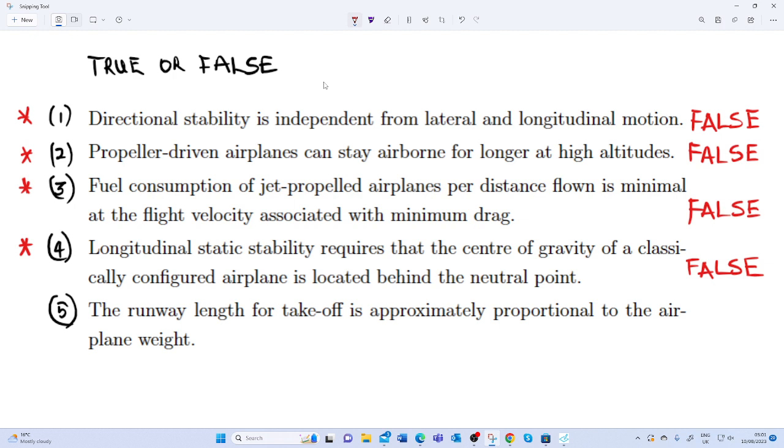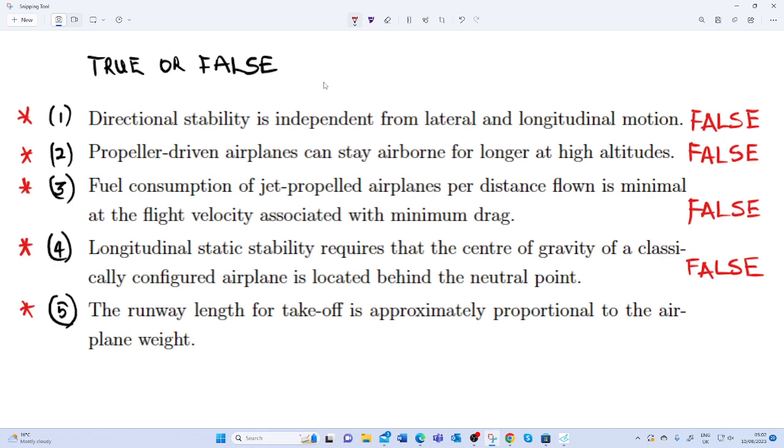Number five, the runway length for takeoff is approximately proportional to the aircraft weight. Once again, the runway length for takeoff is approximately proportional to the aircraft weight.